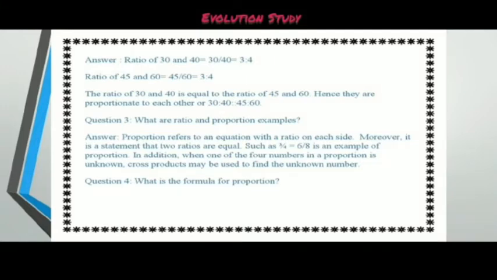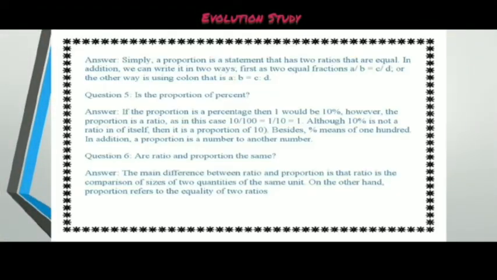Now let's move on to question number 4. It says, what is the formula for proportion? I think we can all answer this question. First, we need to simply write a proportion, a statement that has two ratios that are equal. In addition, we can write it in two ways. First, as two equal fractions, a by b is equal to c by d, or in the other way using colon, that is a is to b, which is equal to c is to d. Hence, it is proved.